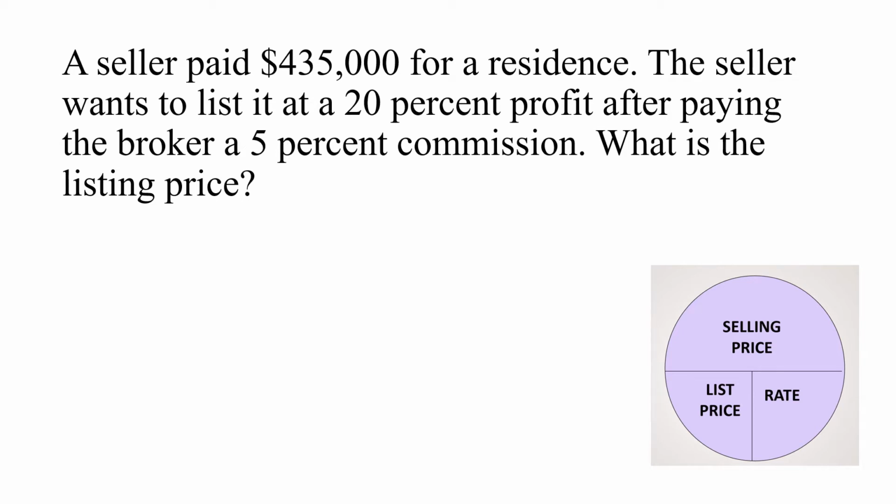So in Chapter 2, you read about this formula here at the bottom of the screen, and so I'm going to keep it up on a couple of screens just as a reminder. A seller paid $435,000 for a residence. The seller wants to list it at a 20% profit after paying the broker a 5% commission. What is the listing price?